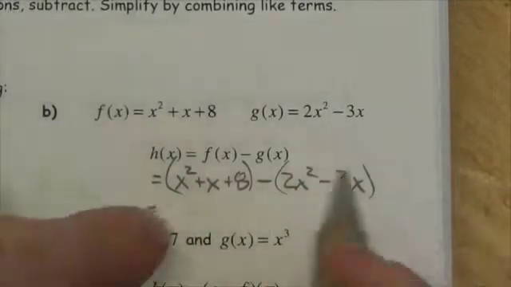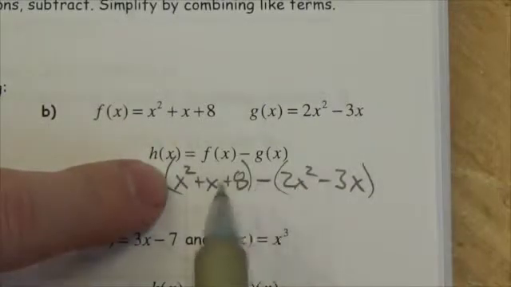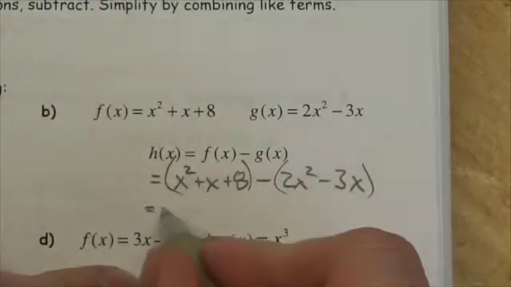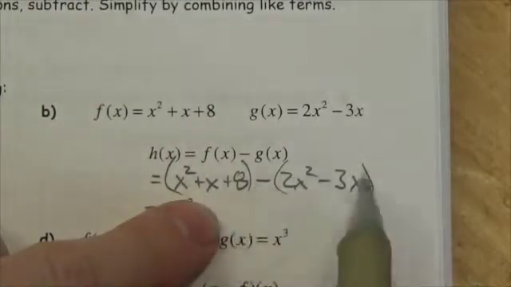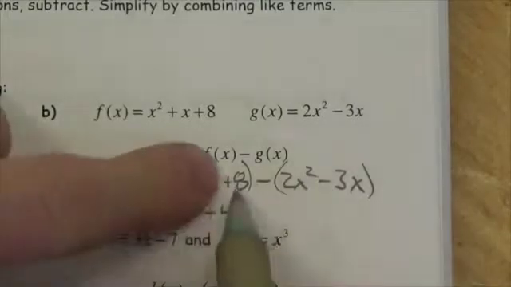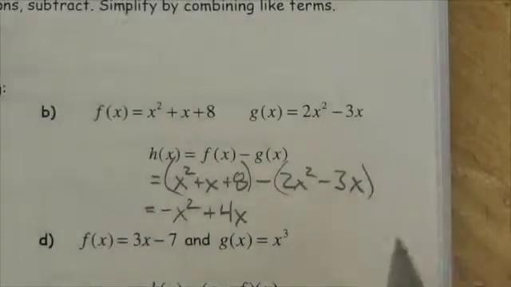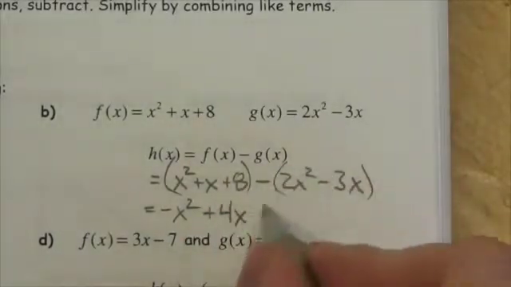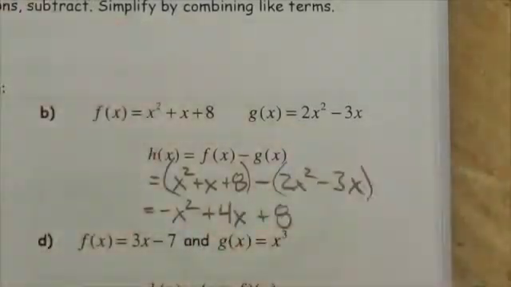Now, let's put these together. X squared is going to be grouped together with this one, but it's going to be negative. So x squared minus 2x squared, negative x squared. X minus negative 3x will be 4x. 8. Okay, well, there is nothing to compare with or to combine with 8. There's no like terms that are just constants, so I'm just left with 8. And that's the difference between those two functions.